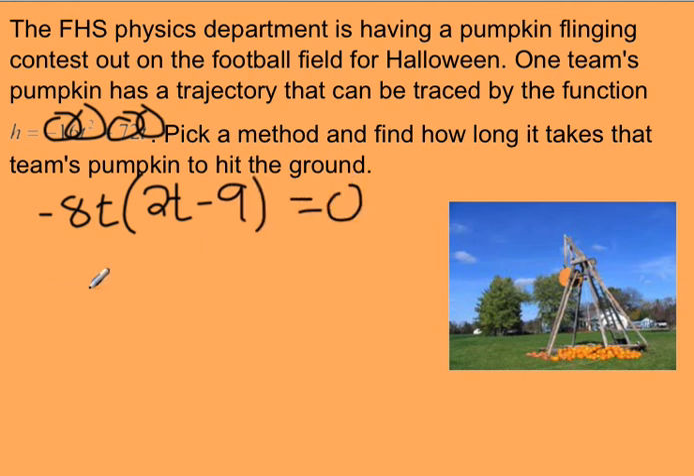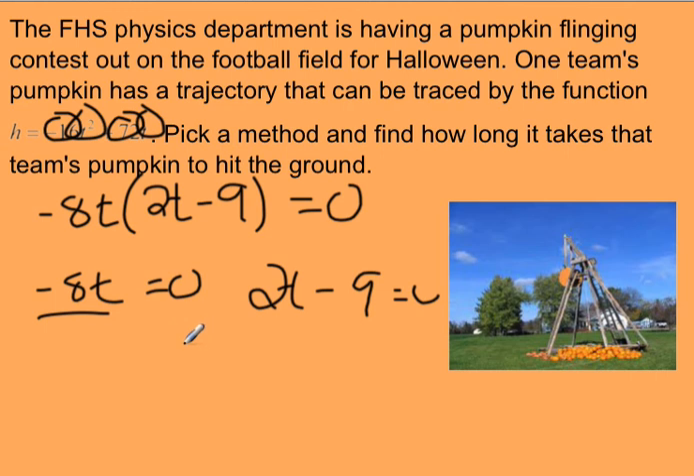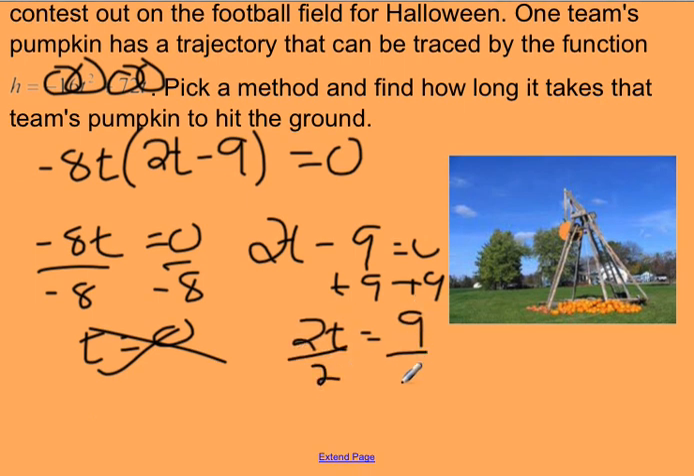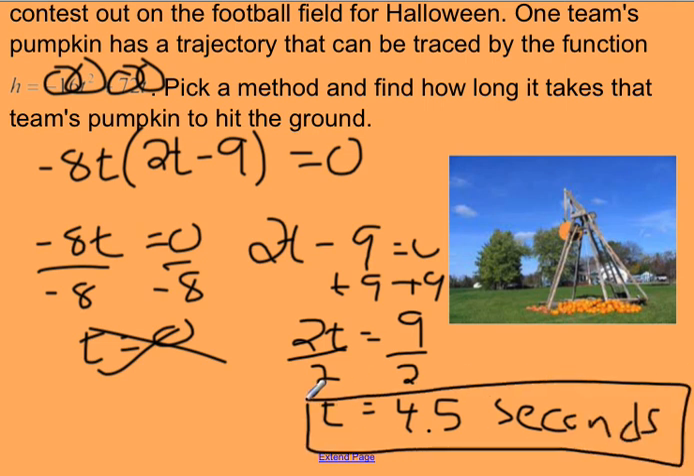So I'm going to set each of these factors now equal to 0. Well, negative 8 times t, I'm going to divide both sides by negative 8, and I get that t is equal to 0. Well, that's when it's starting on the ground, so t is equal to 0 doesn't tell me very much. And then I'm going to add 9 to both sides, and I get 2t is equal to 9. Divide both sides by 2, and I get that t is equal to 4.5, and then I'm going to go ahead and write seconds, because that's the time estimate that it's going to hit the ground.